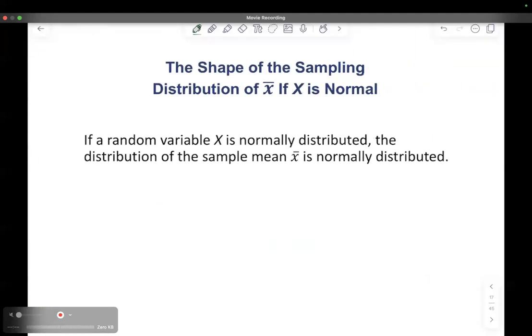So this is important. If the random variable x is normally distributed, then the distribution of the sample mean x bar is also normally distributed. So our sampling distribution will be normally distributed if our random variable is normally distributed. So if one's normal, the other will also be normal.